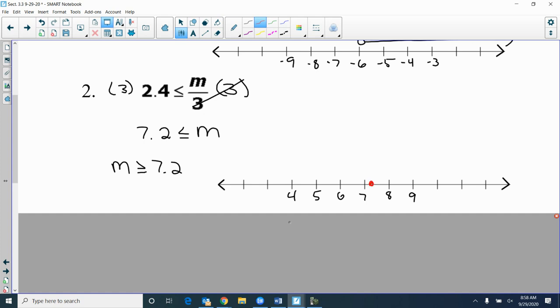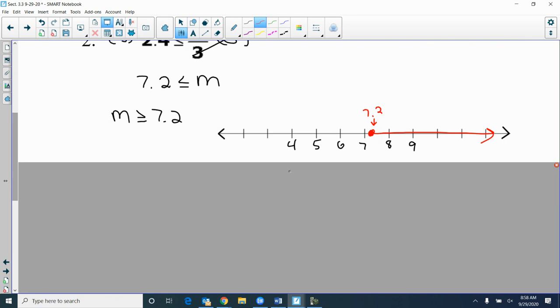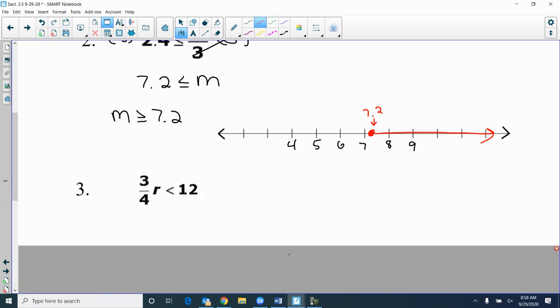Solid dot. And I'm just gonna go right about where 7.2 is, and shade to the right. If you want to make sure I know, just put 7.2 above it, like if you're iffy. All right, so you multiply both sides by 3. Done. Got our answer, but make sure you flip it and put the m first.